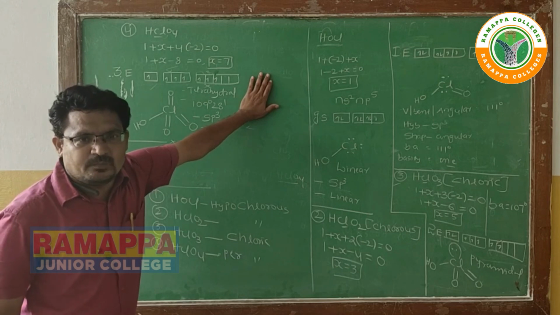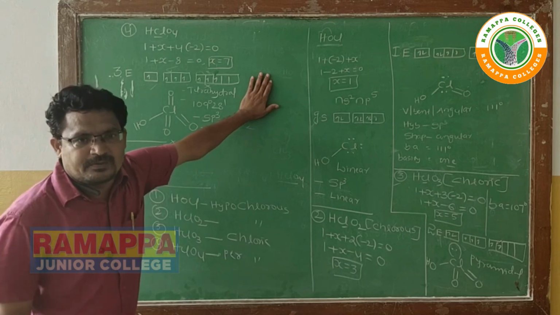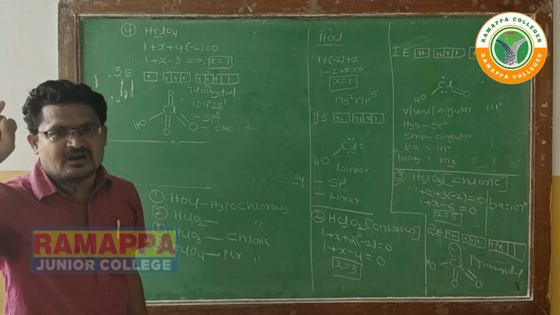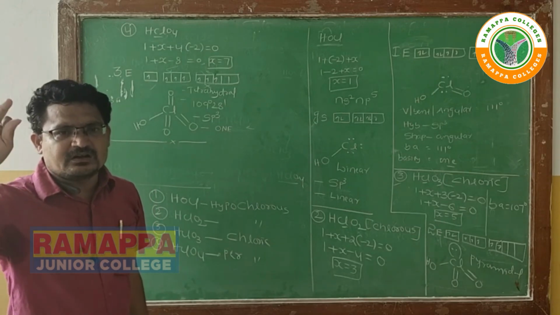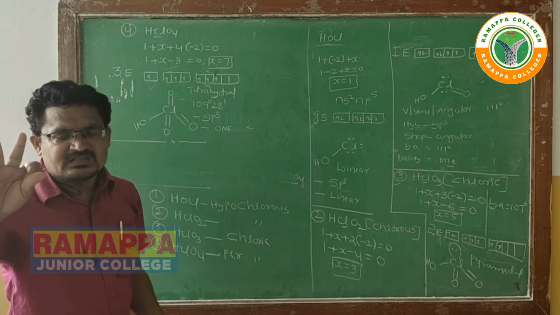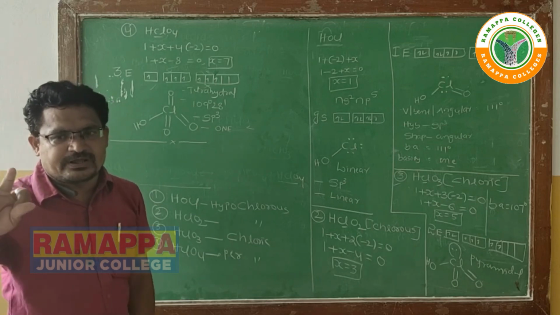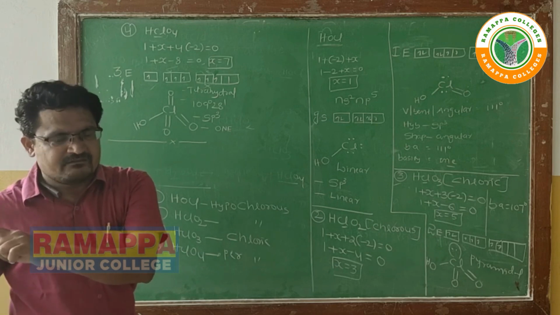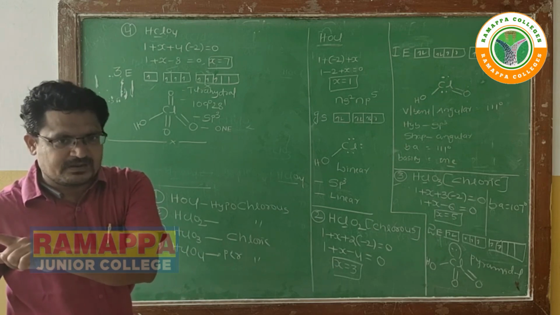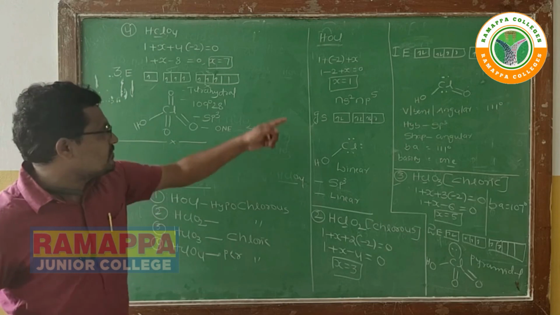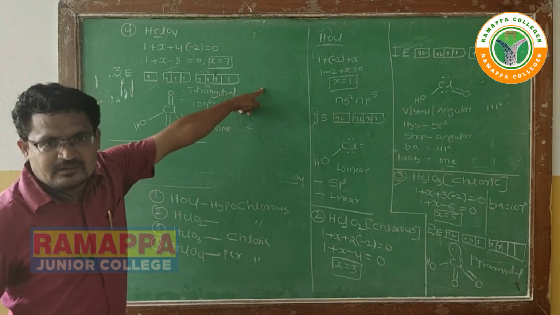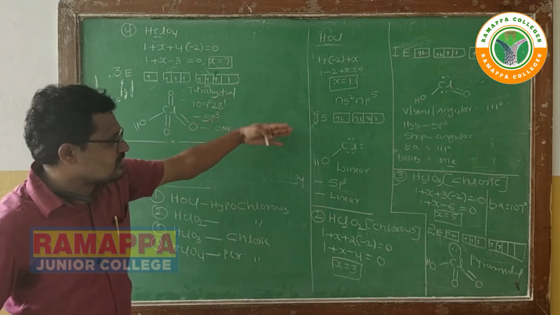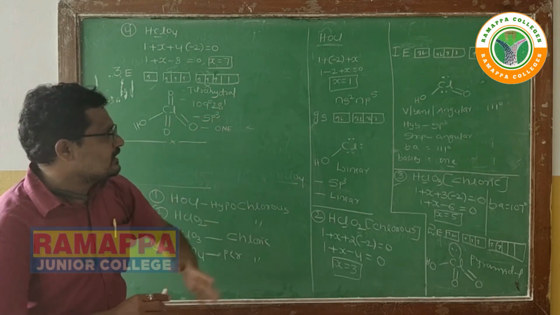Now in these group elements we covered 4 topics. First, electronic configuration; second, oxidation states; third, interhalogen compounds. These interhalogen compounds are 4 types: AX, AX3, AX5, AX7. We already discussed these 3 topics. Then today we discussed oxy acids of chlorine. These oxy acids of chlorine are 4 types: hypochlorous, chlorous, chloric, perchloric.